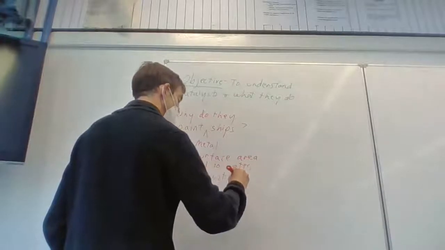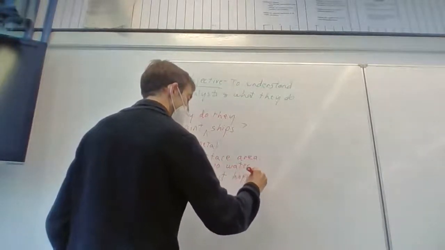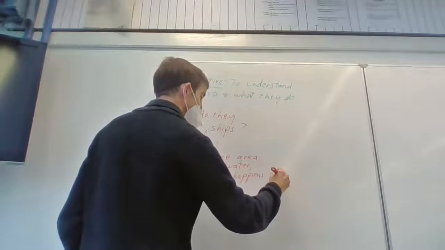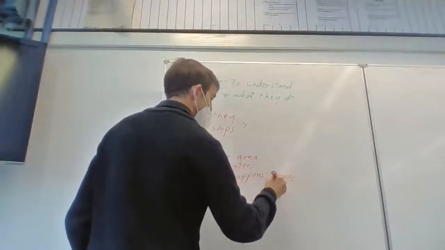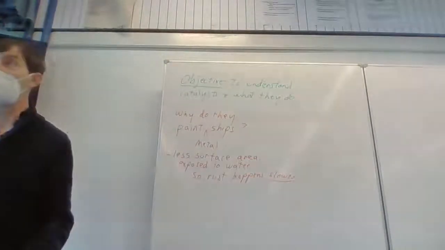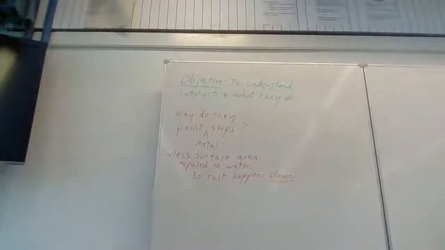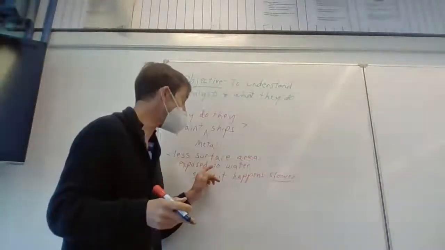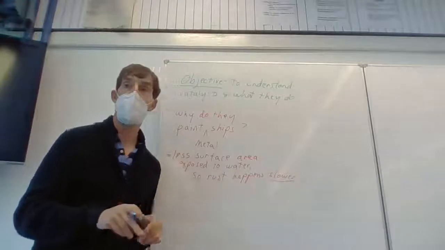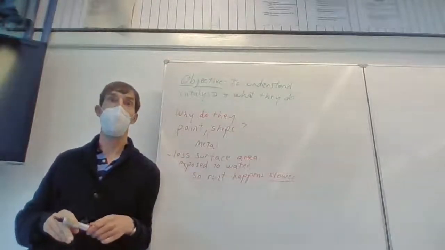Rust happens slower. So my point is, folks, sometimes you want a reaction to go fast, sometimes you want them to go slow. And rust is one where you want it to go slow. So they decrease the surface area to make it happen slower.